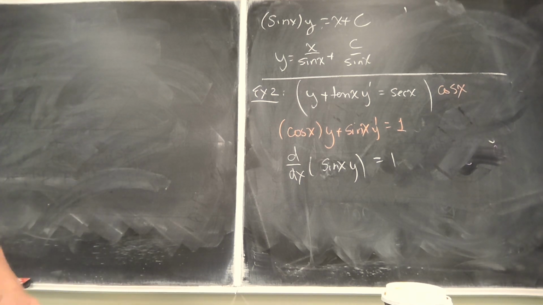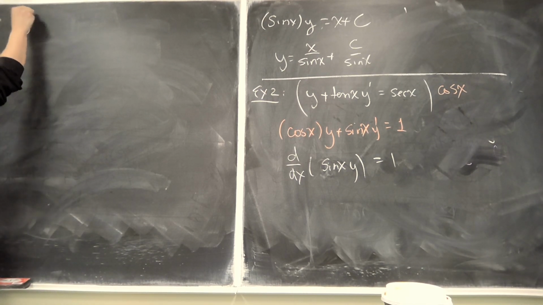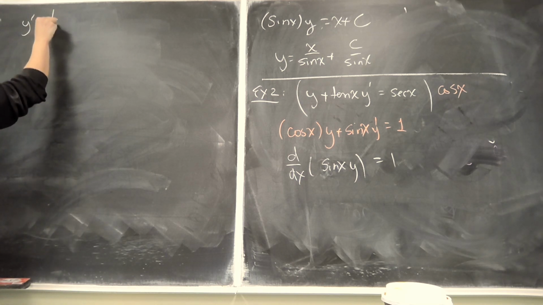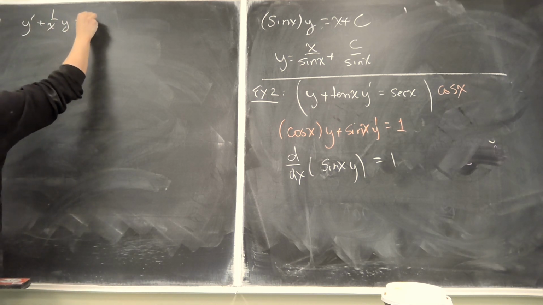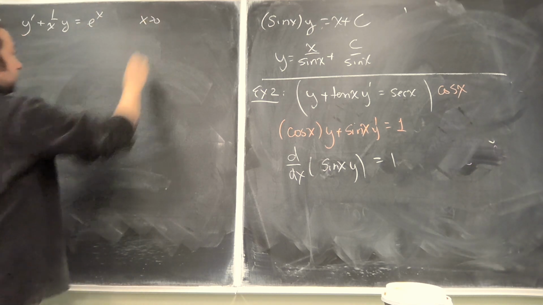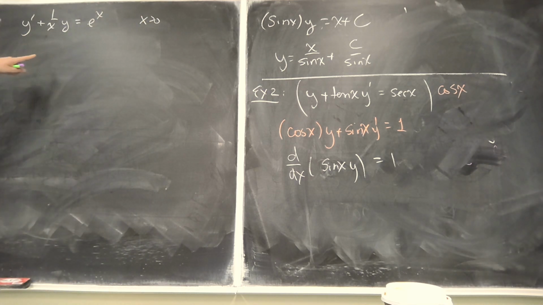So the second equation that we're going to look at is also an example in the book, which is a pretty nice one. So let's look at this guy. Example 2. y prime plus 1 over x y is equal to e to the x. And let's say that x is positive here so that I make sure I don't accidentally divide by 0.